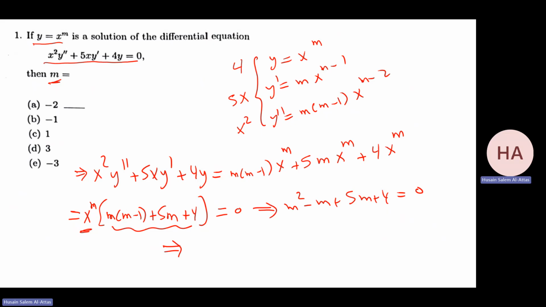So it's just an algebraic equation, second degree. So I have m squared plus 4m plus 4 equals 0, which is m plus 2 squared equals 0. So my m is minus 2. So this is the answer.